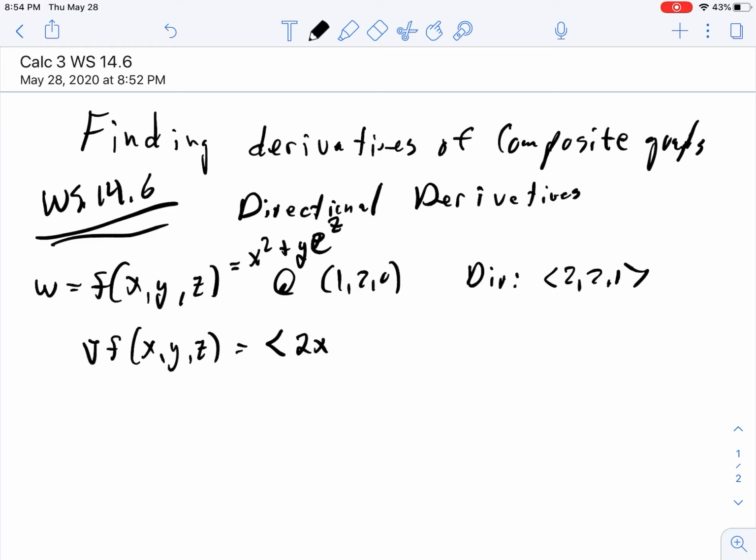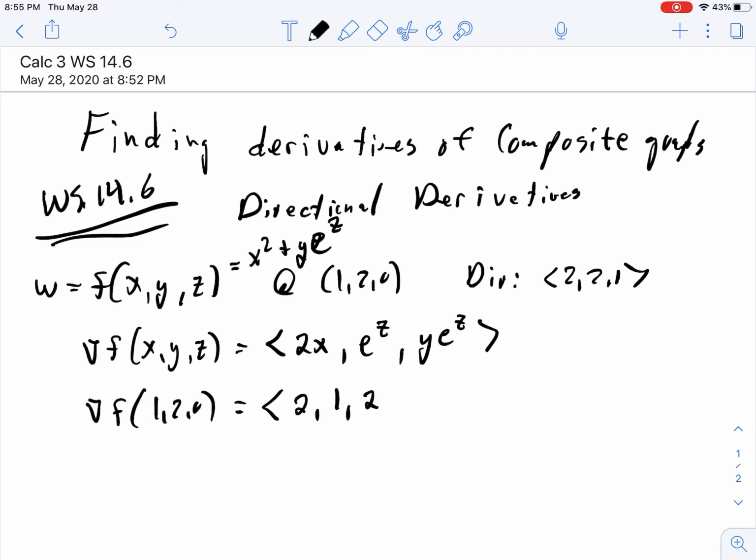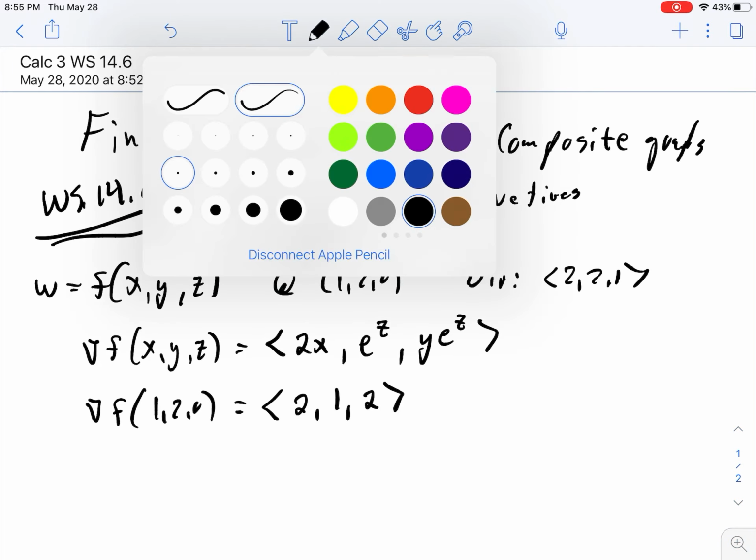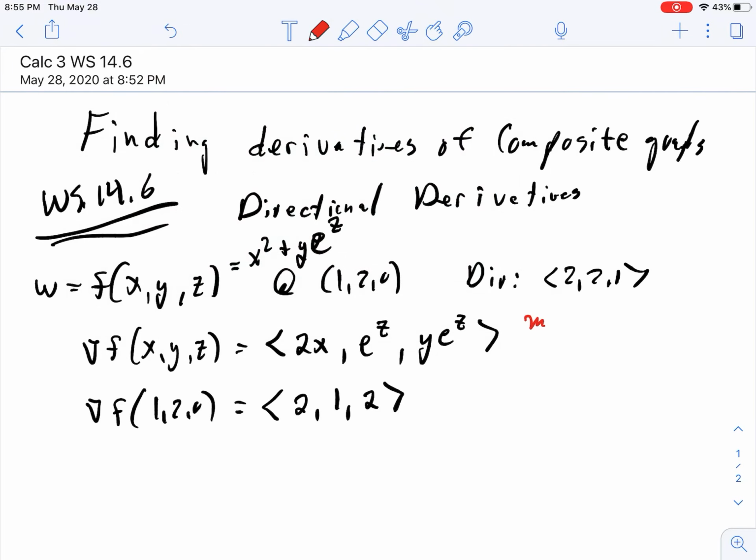Okay, so the gradient: the derivative with respect to x would be just 2x, comma, the derivative with respect to y would be e to the z, and the derivative with respect to z would be y e to the z. And then, of course, since I gave you the point, I made it real simple there to start off with. The point is 1, 2, 0, and that would be 2. Z would be 1, and y would be 2.